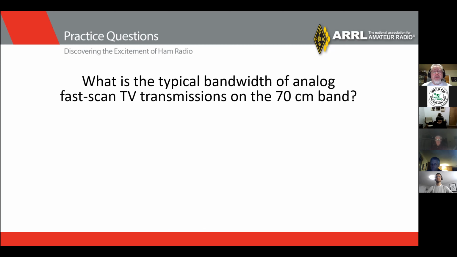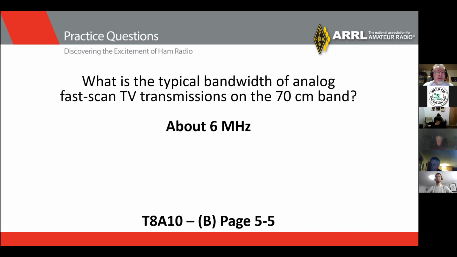What is the typical bandwidth of Fastscan TV transmissions on a 70 centimeter band? That's going to be bigger. That's going to take 6 million cycles. Yeah, it's very, very wide. We have from 420 to 450, so we have 30 megahertz up there, and we have room to operate there.